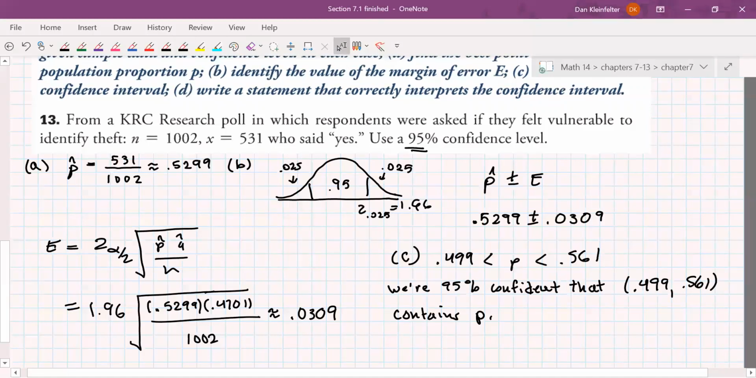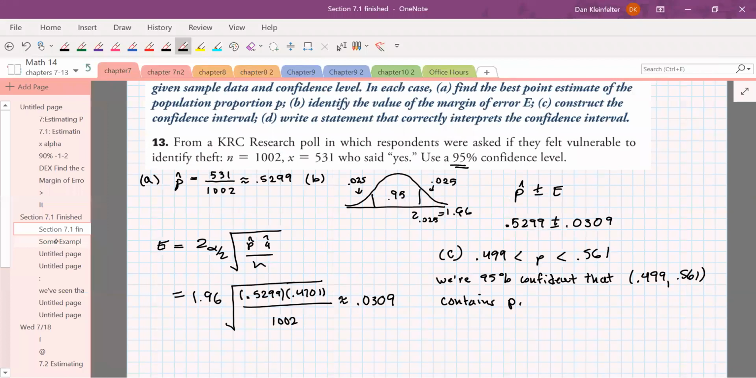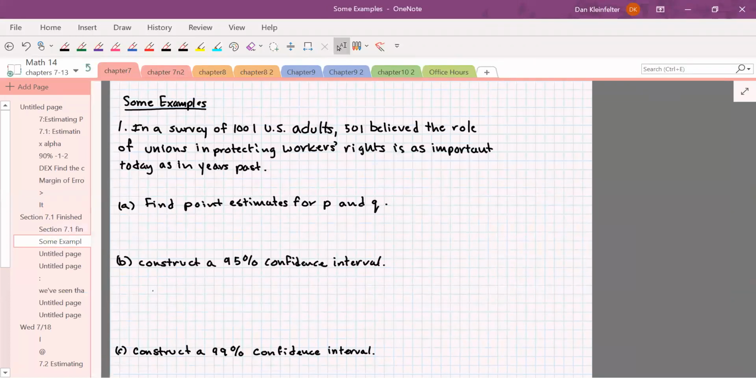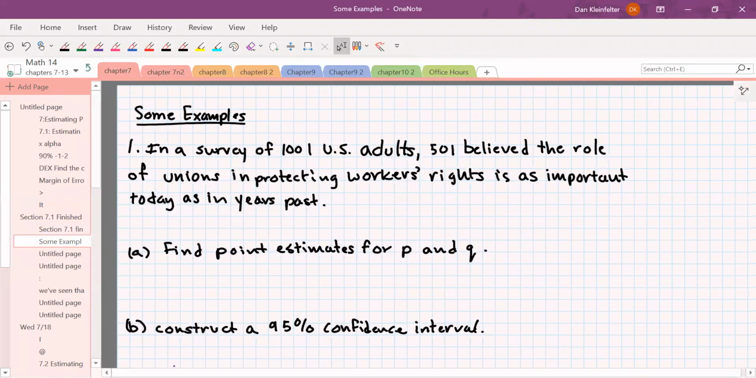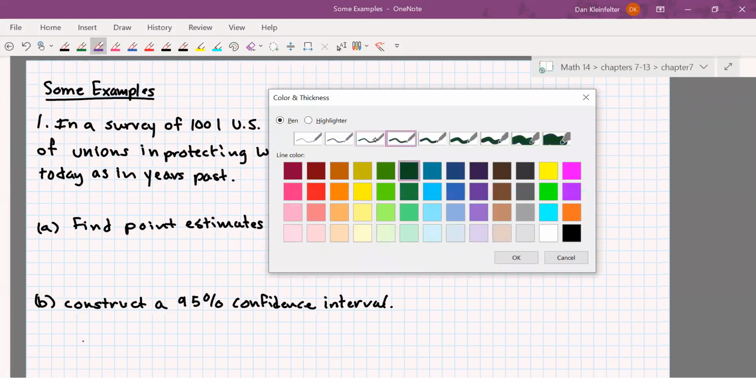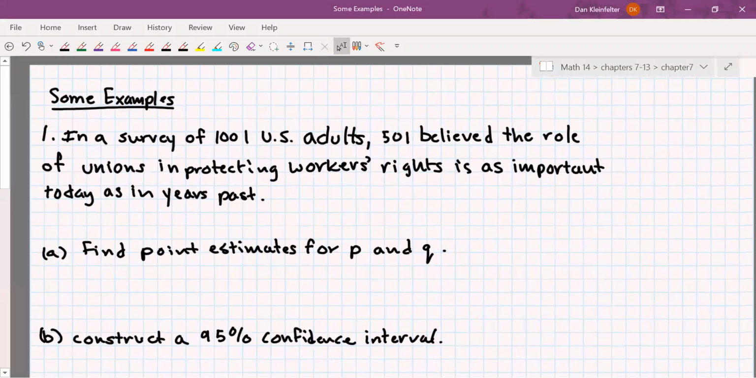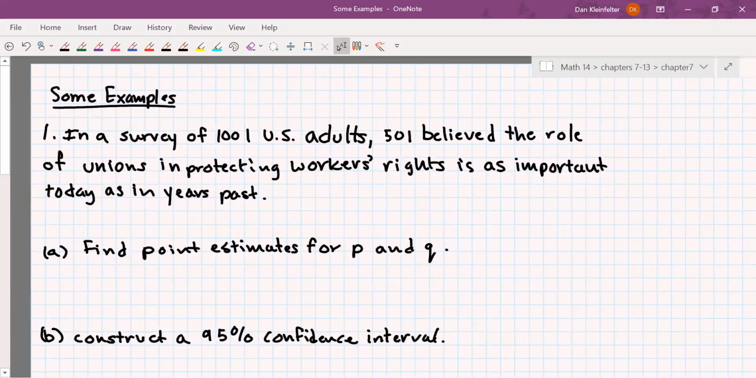Okay. All right, so we've answered all the parts of that. All right, so another example. Here, this one says, in a survey of 1,001 US adults, 501 believe the role of unions in protecting workers' rights is as important today as in years past.